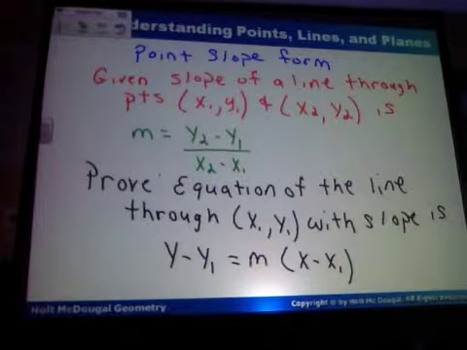Alright, we're going to start with the first flipping of the classroom in Miss McCrory's geometry class. And we're talking about lines in the coordinate plane. We're going to start with a proof.